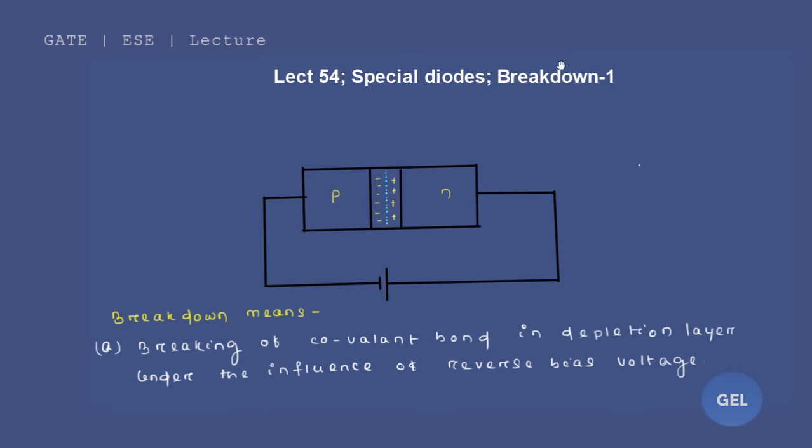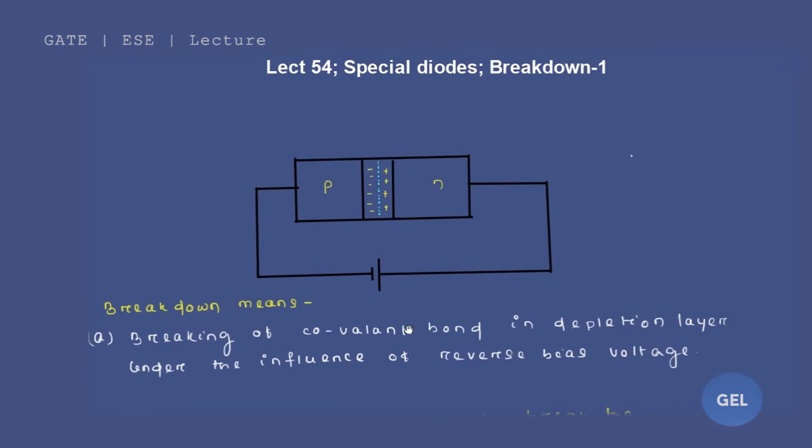Now this breakdown is divided into three beautiful video lectures. One will be on Avalanche Breakdown, where we are going to see what Avalanche Breakdown actually is. The second video lecture will be on Zener Breakdown, and the third video lecture will be on the comparison between Avalanche and Zener Breakdown.